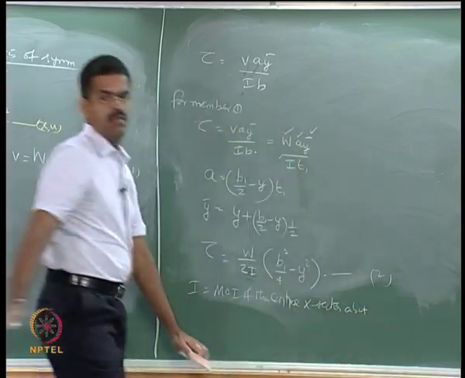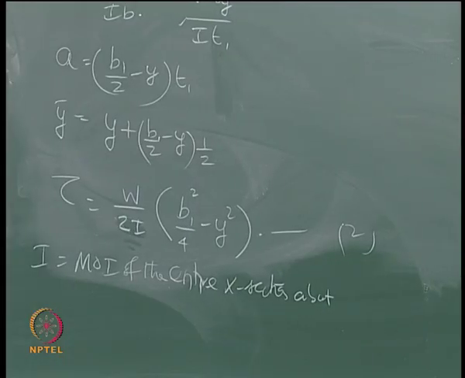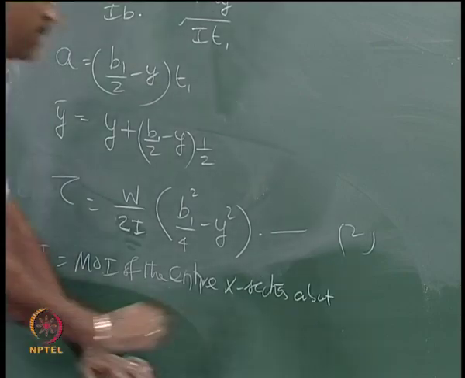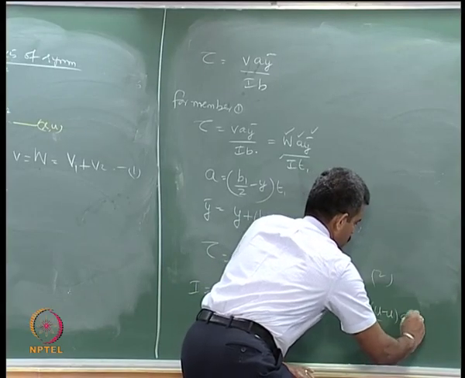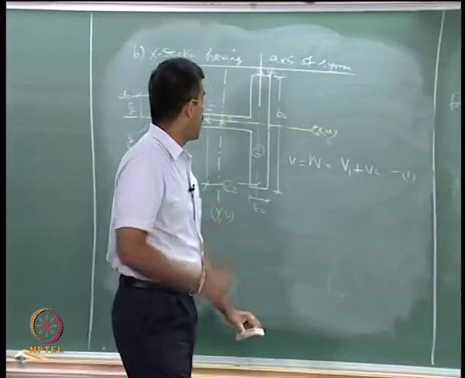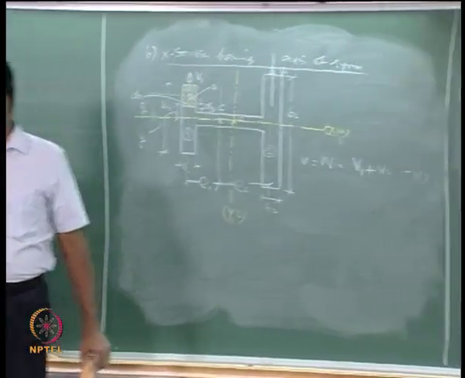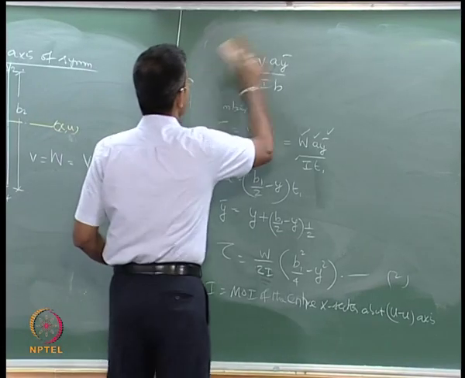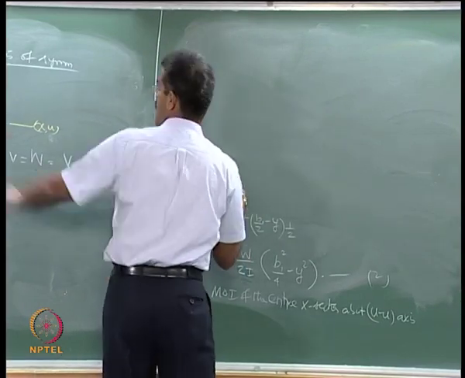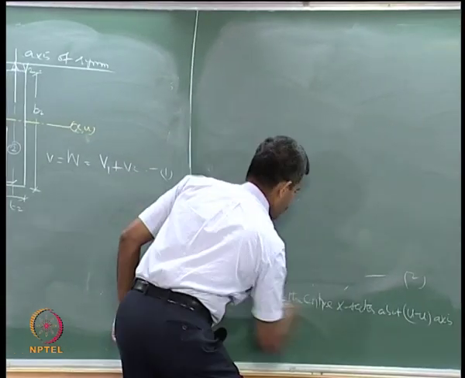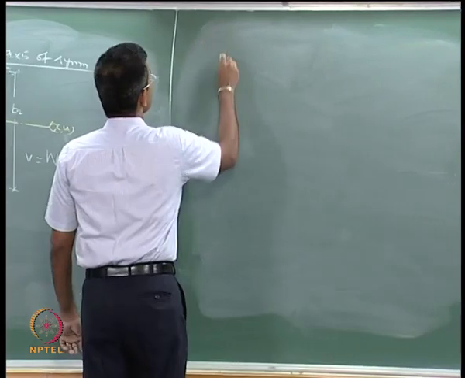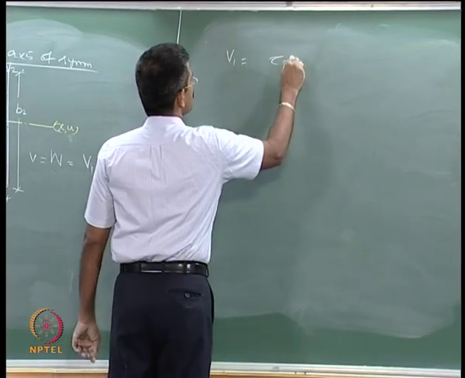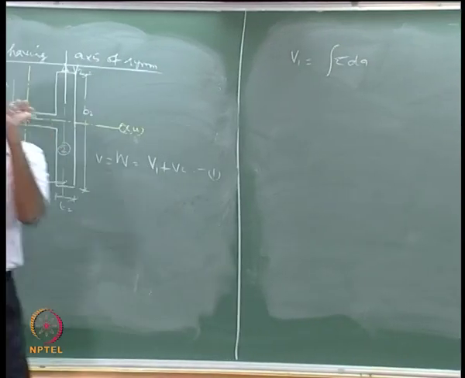About, in my case, going to be the UU axis. Okay, it is not that part alone, it is the whole section. I want to find V1, I know tau, remove this because I am interested in V1. So, V1 is going to be the integral of tau dA, is it not?